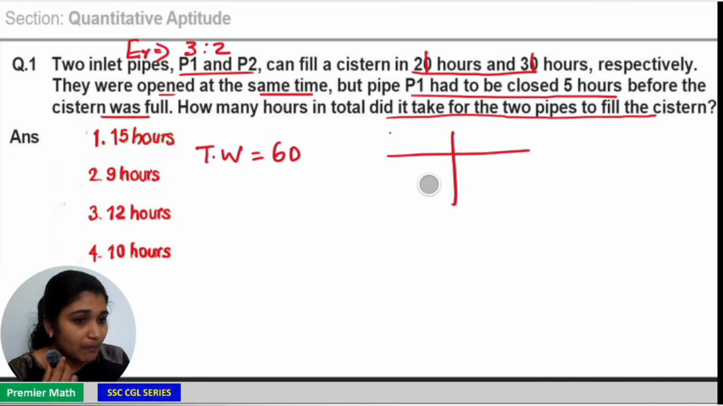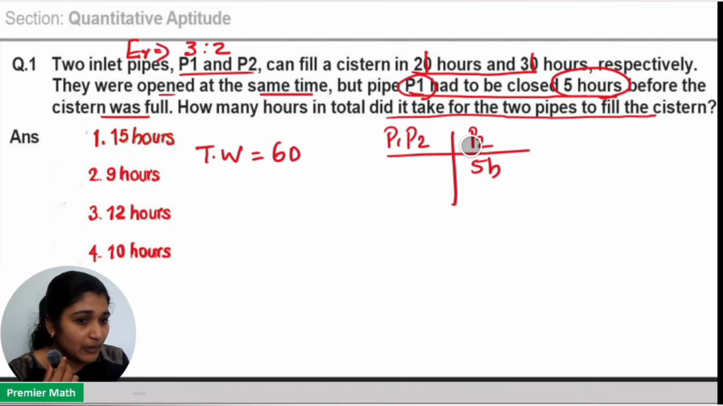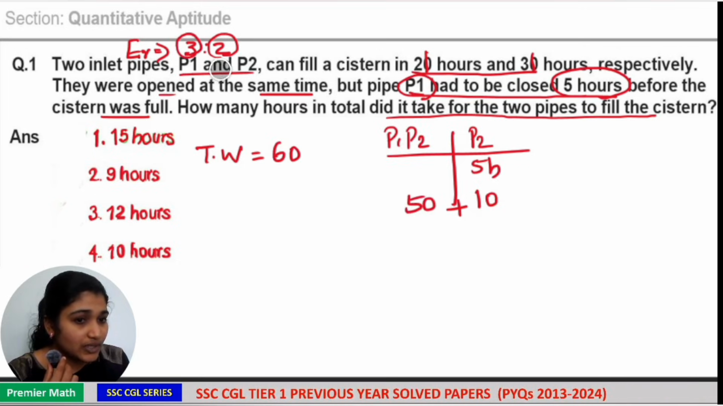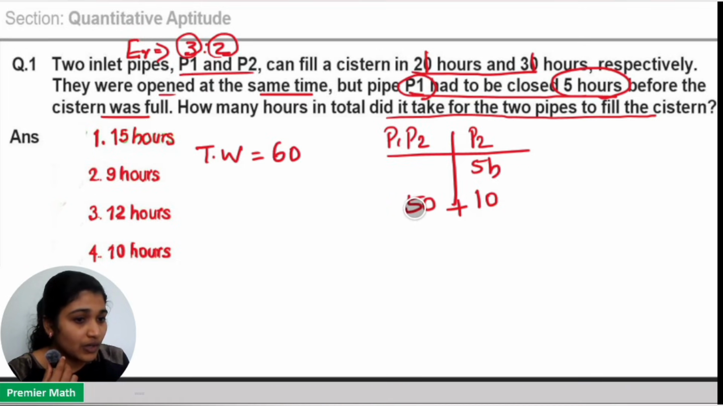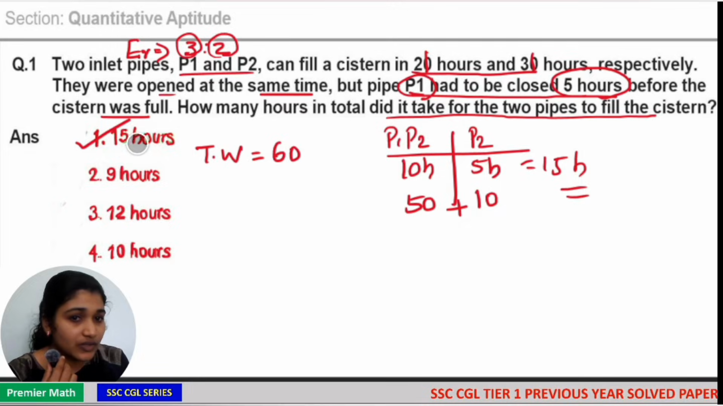Now initially P1 and P2 are opened together, and P1 had to be closed 5 hours before the cistern was full, which means in those 5 hours P2 alone worked, and in 1 hour P2 can fill 2 units. Then in 5 hours P2 fills 10 units. So the remaining work is 60 minus 10, 50 units, which is filled by P1 and P2 together. P1 and P2 together can fill 5 units per hour. So 50 units is filled in 50 by 5, 10 hours. So the total time is 15 hours. Option 1 is your answer.